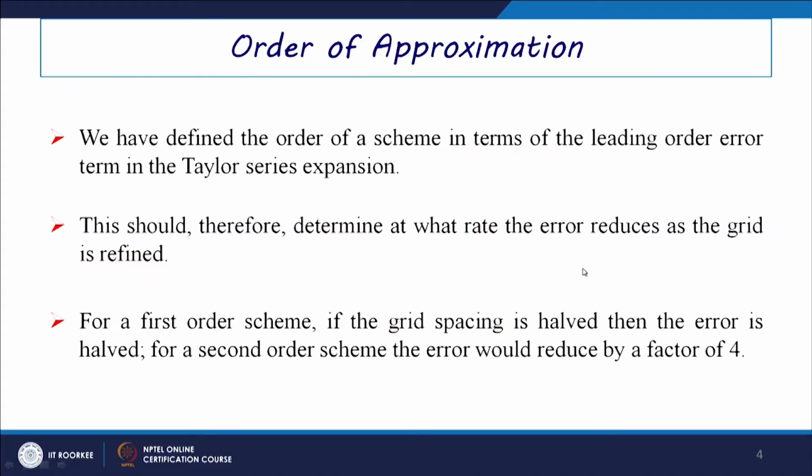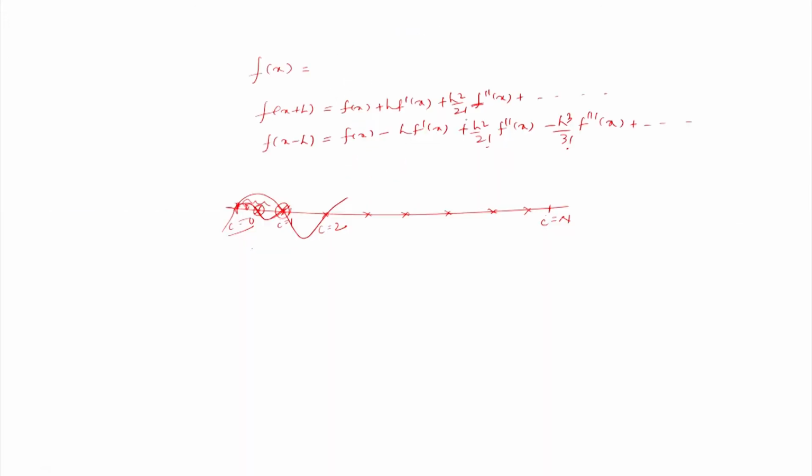So, we have just defined the order of a scheme in terms of the leading order error term in the Taylor series expansion. If you see a central difference approximation, we write it as f dash x equals f of x plus h minus f of x minus h, divided by 2h, plus order of certain terms. Whether it is order of h or order of h square, we do not know.